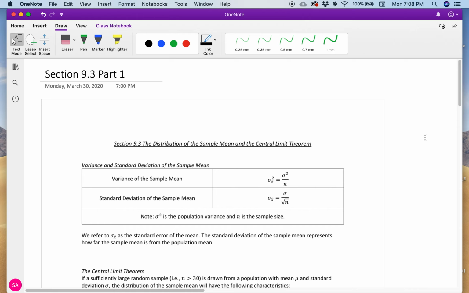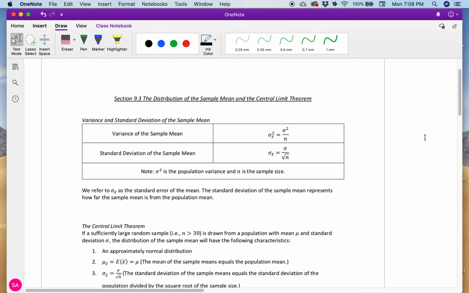Hey everybody, and we are back for section 9.3, the distribution of the sample mean and the central limit theorem. So in the last video, I talked about the distribution of the sample mean. If you don't really remember what that was, go check that out. Rewatch the video as many times as you need to.